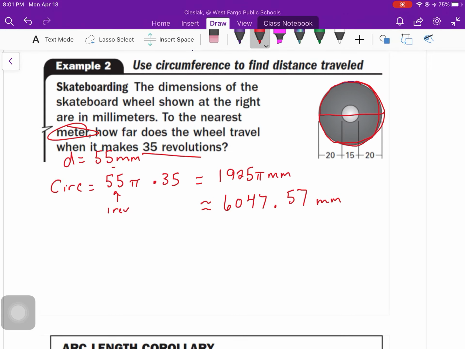Now, I want that in meters. There are 1,000 millimeters in a meter. So what I would need to do is divide this by 1,000, which is going to give me approximately 6.047 meters. And I guess if we wanted, we could go 6.04757 meters. Okay.